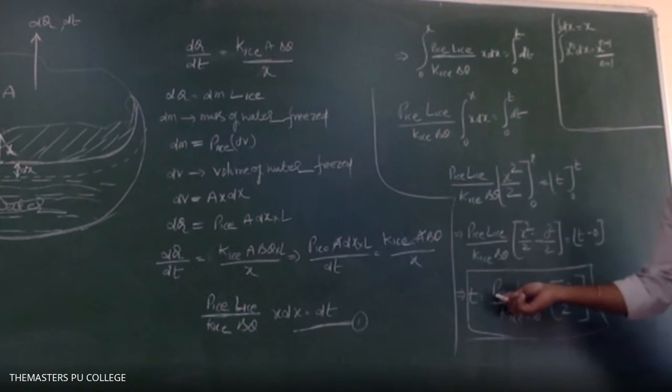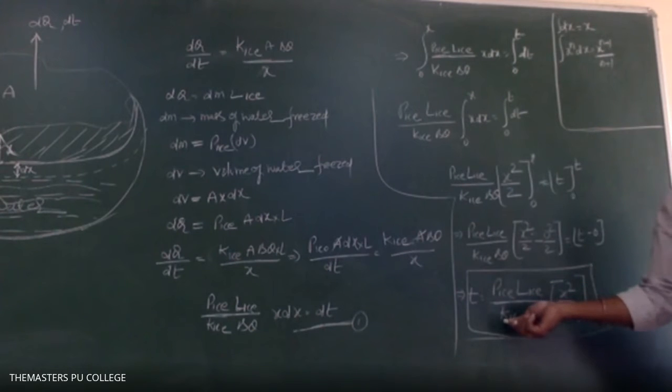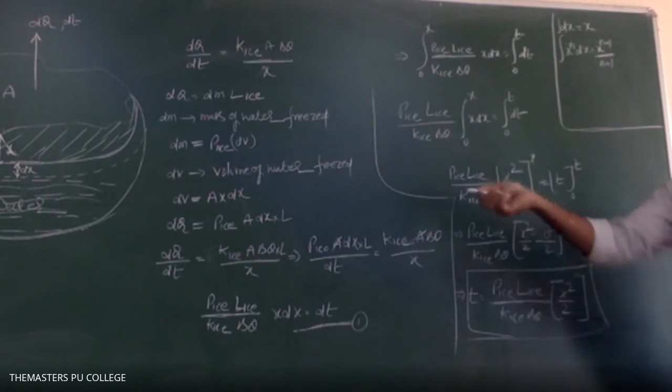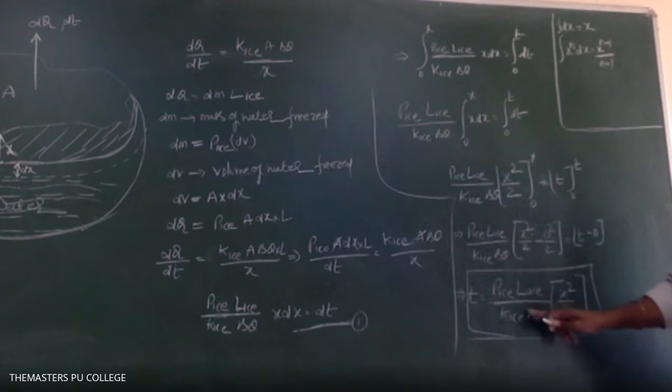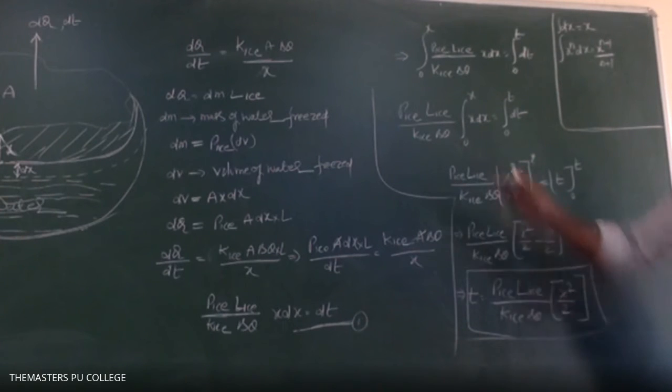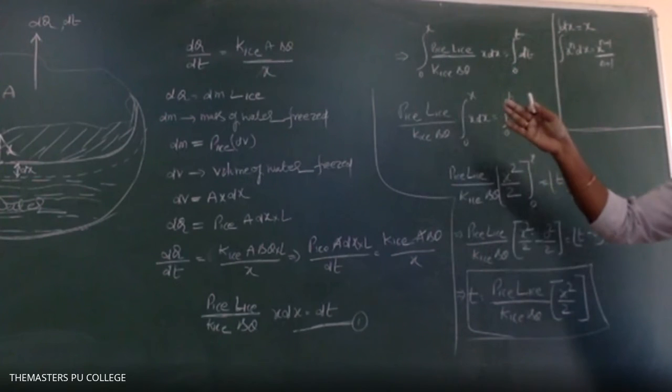Here rho is the density of ice, L is the latent heat of ice, K is the coefficient of thermal conductivity of the material of ice, and delta theta is the temperature difference between the water on either side of the ice surface.